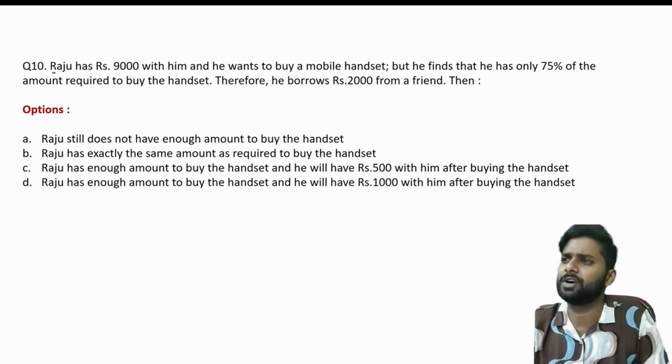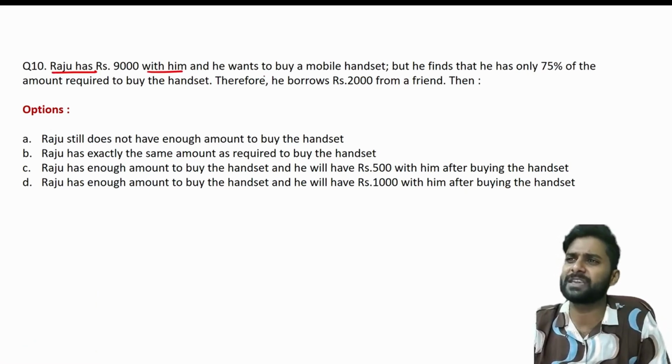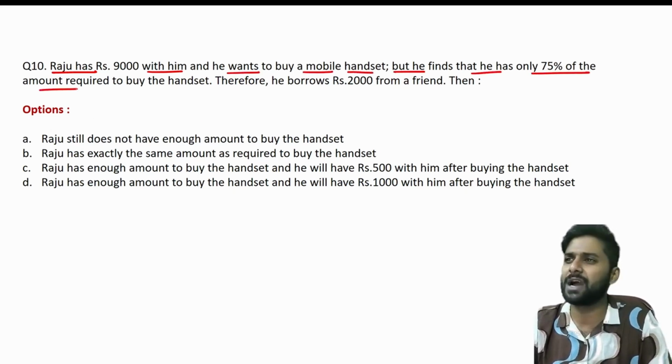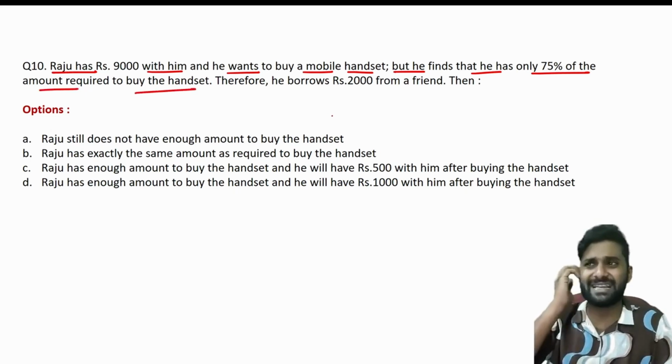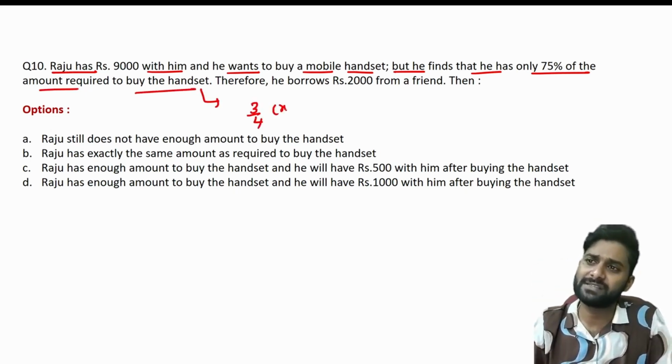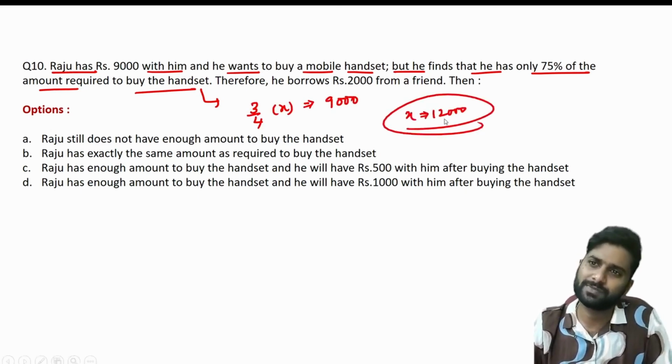Now see, Raju has 9,000 rupees with him and he wants to buy a mobile handset. But he finds he has only 75% of the amount required to buy the handset. First identify what the handset value is. 75% means 3/4 of what he is having. Our handset value is exactly equal to 12,000 rupees.